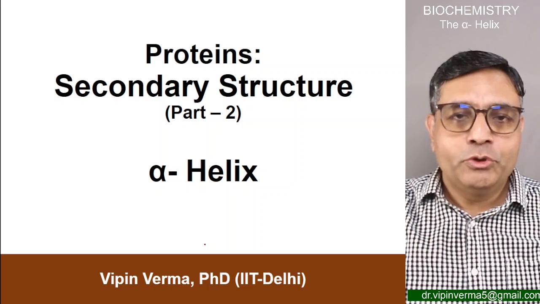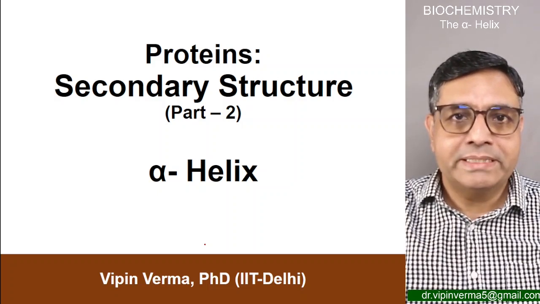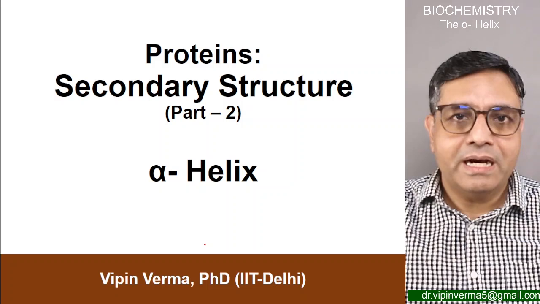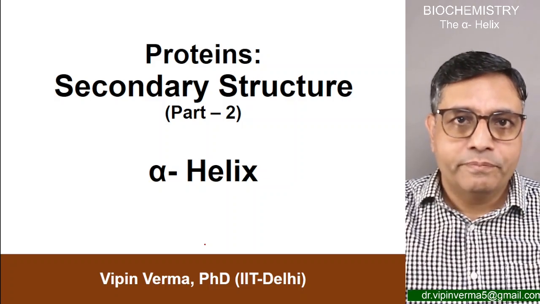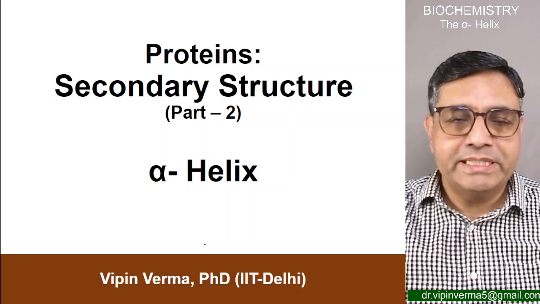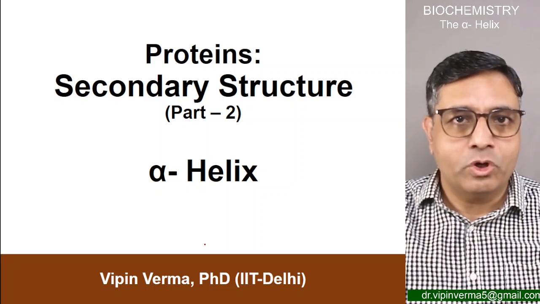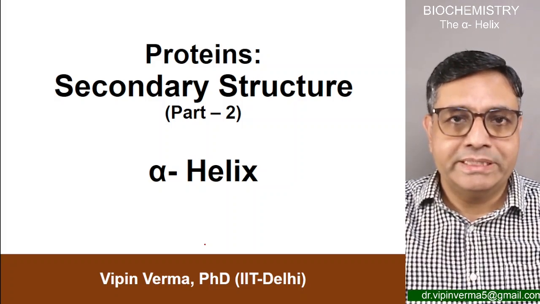In continuation to our discussion about the protein's secondary structure, in today's class, we are going to discuss the alpha helix. Alpha helices are the most common motifs found in proteins, along with beta pleated sheets. Now, when I say with beta pleated sheets, I am talking about the common findings, okay, not necessarily that they are always with beta pleated sheets.